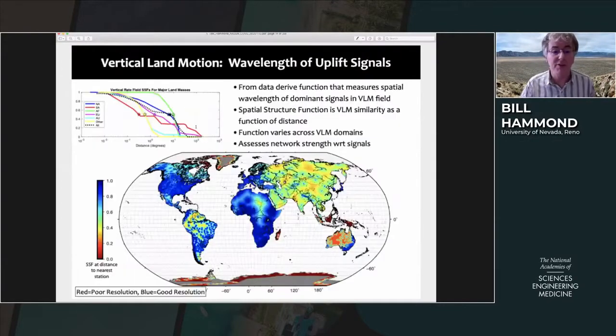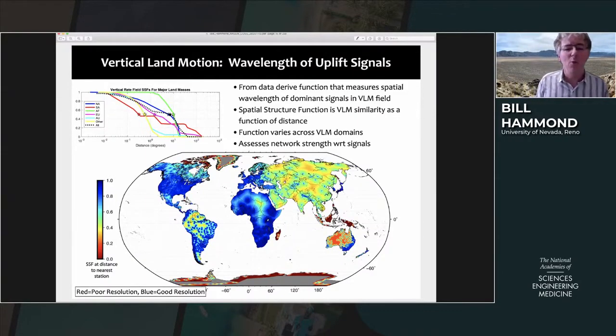Okay, just trying to change, there we go. So when looking at the data, we can rely on things other than just the distance to stations as a measure of quality of the VLM estimate. We would also like to know, statistically speaking, what is the spatial wavelength of the vertical land motion signal, and how does the distance to the nearest station compare to that distance? That's a better measurement of quality of your VLM estimate. So we can look at the data, and there's a lot of detail I'm going to skip in the development of these curves, but these spatial structure functions describe how the similarity in signal falls off with distance as you're looking at the vertical land motion data.